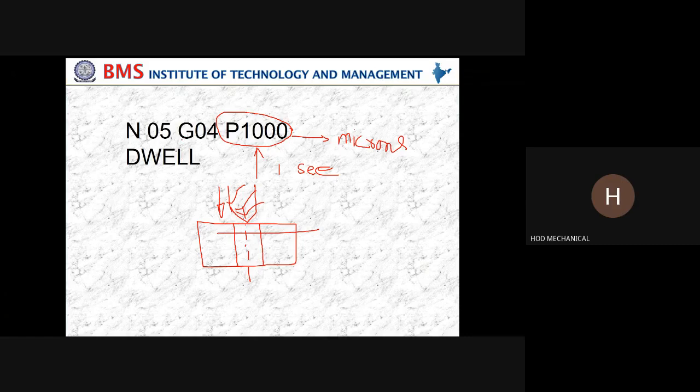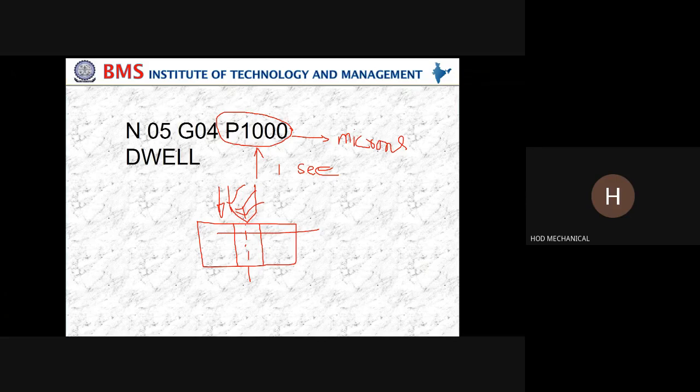N05 G04 P1000, or you say P5000. P5000 means 5 seconds. For 5 seconds the tool is going to be halted. Why do you need to halt the tool here? Simple. In case of drilling you halt the tool just to make sure that heat dissipation is going to take place.